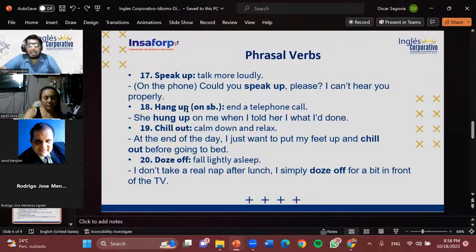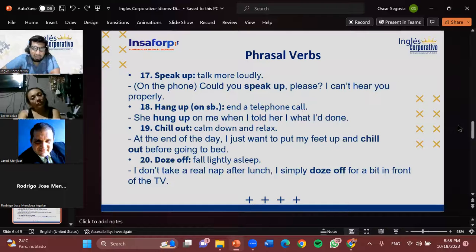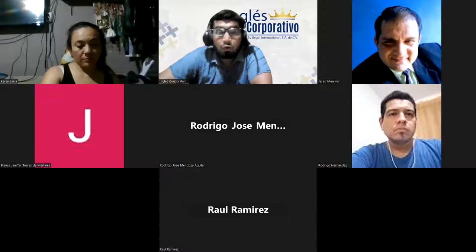And now we have hang up. Hang up or hang up on. Ahí hay una diferencia entre hang up y hang up on. See, hang up simply means to finish a phone call. However, hanging up on someone means that you're doing the same action, but you're doing it because you're angry, because you do not want to continue talking to this person. So hang up on is because you're not okay with the call, and simply hang up is because you're done. You have already talked about whatever topic you needed to talk about, and now there's no need to continue the conversation.